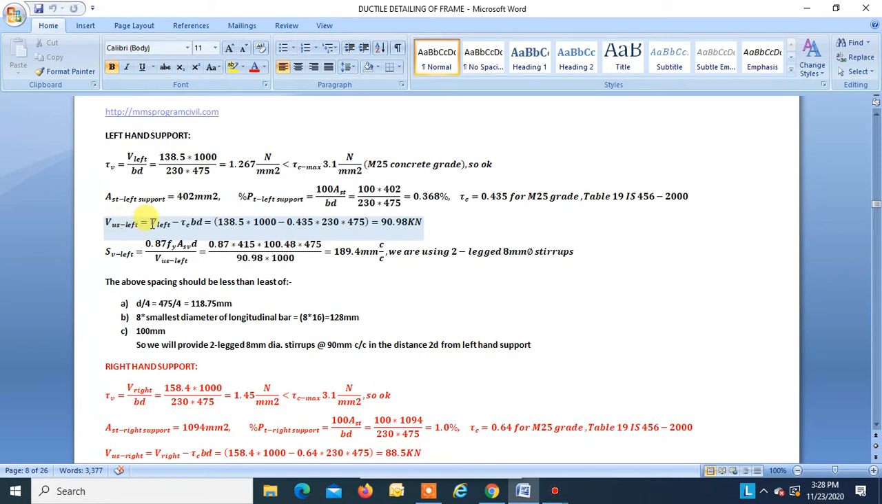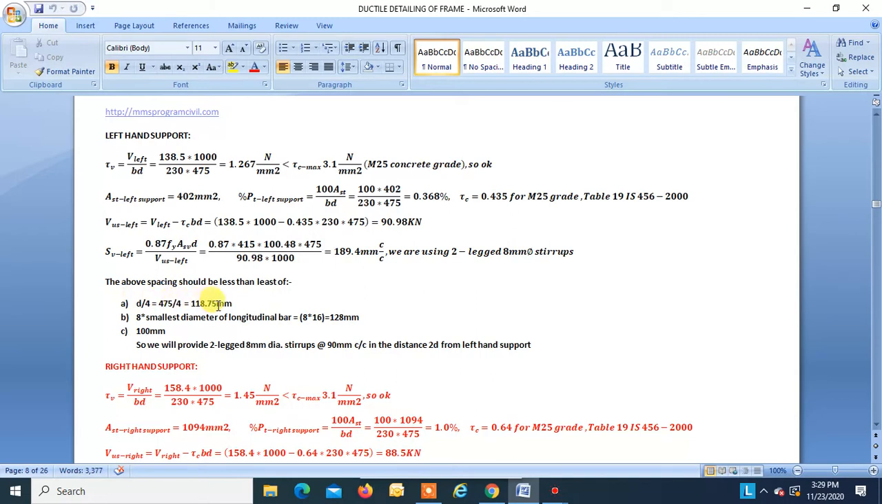VUS left is equal to V left minus tau c BD. This is a formula given in the code. So VUS is found to be 90.98 kilonewton. Spacing can be found by this formula, where ASV is the total area of stirrup legs. We are using 2-legged 8 mm dia stirrups, so ASV is 100.48. So the spacing is found to be 189.4 mm center to center, but this spacing should be less than the least of this.